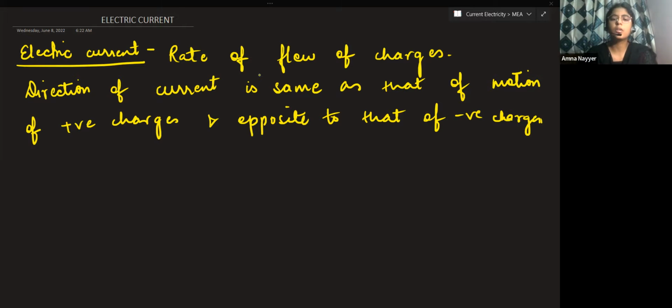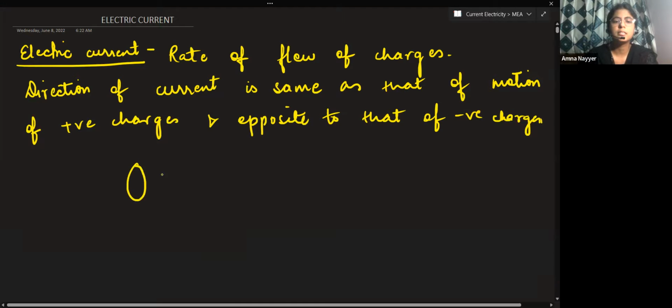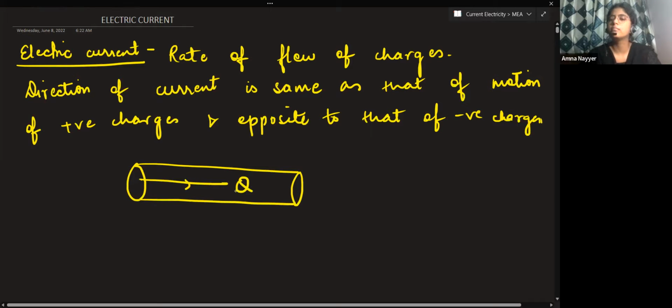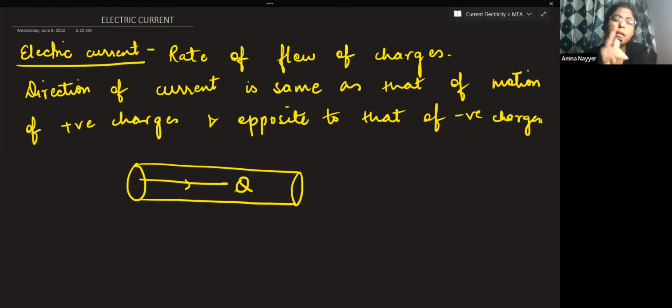Let's say I have taken a cross-sectional area. This is a wire and I am considering its cross-sectional area, and charges are flowing. Q is the amount of charge that is flowing. So whatever is the rate of flow of these charges, see, as I have mentioned earlier when we were doing chapter number 2 as well, when anything gets divided by time, we call it the rate of flow.